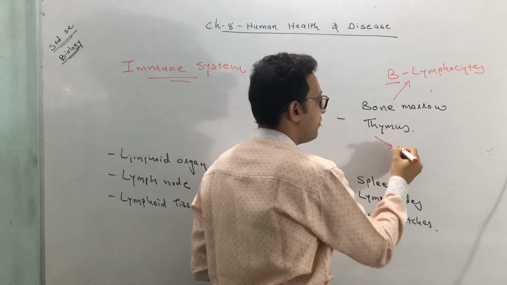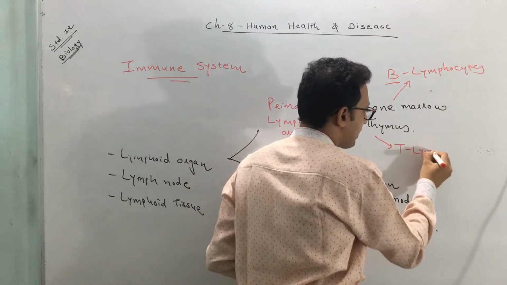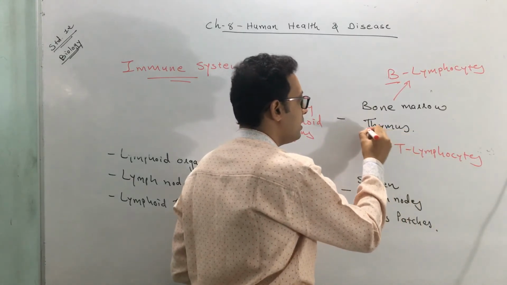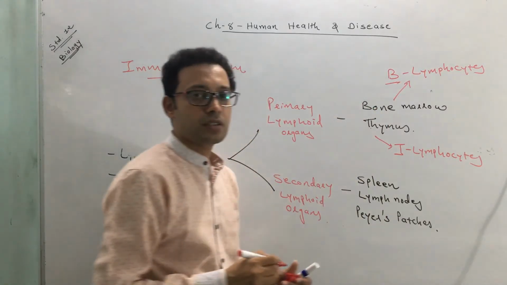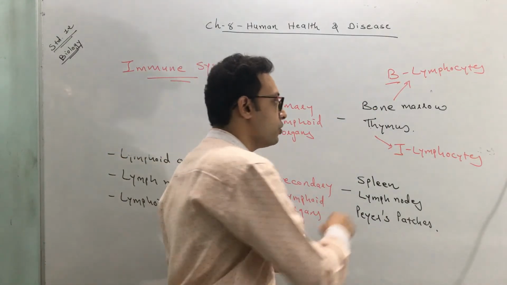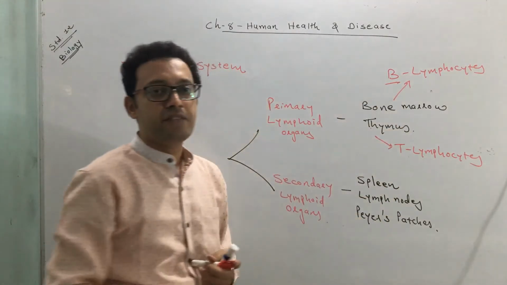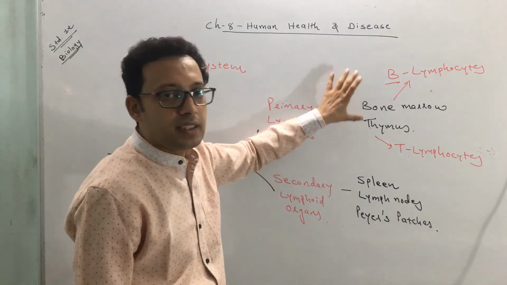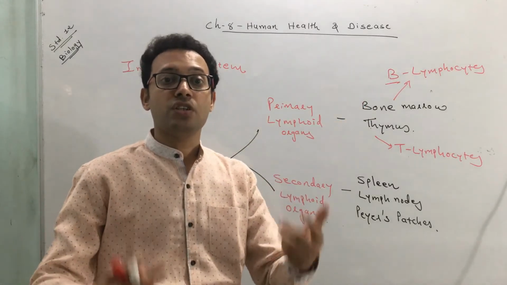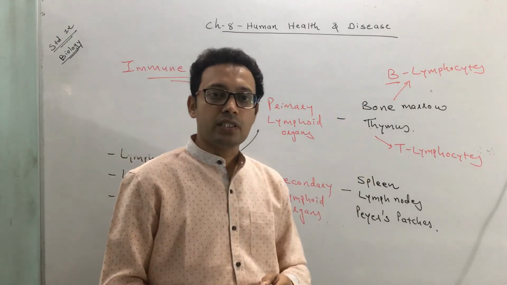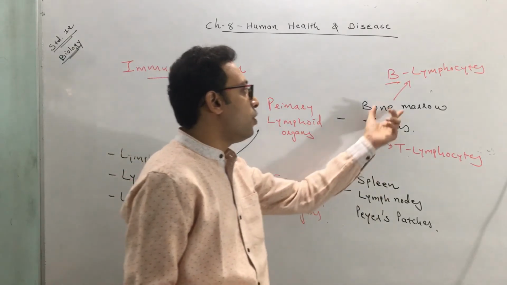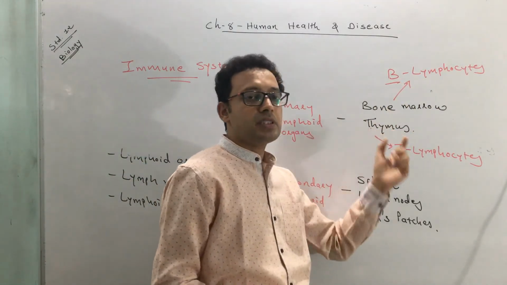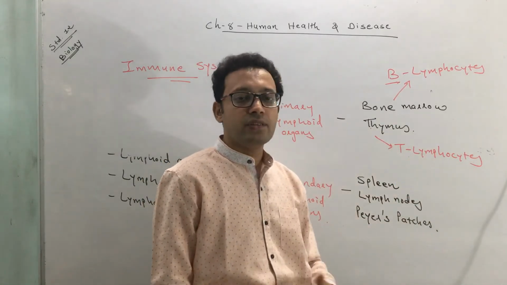And another type of lymphocyte which matures in the thymus gland is called T lymphocyte, because this T denotes thymus. Okay, you already know it. There are two types of lymphocytes, B lymphocytes and T lymphocytes. These are the sites where maturation of the lymphocytes, the kind of immune cells, takes place. In the bone marrow, the cells which mature are called B lymphocytes. In the thymus, the cells which mature are called T lymphocytes.